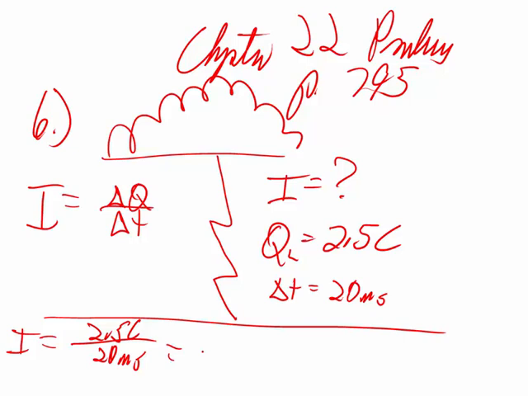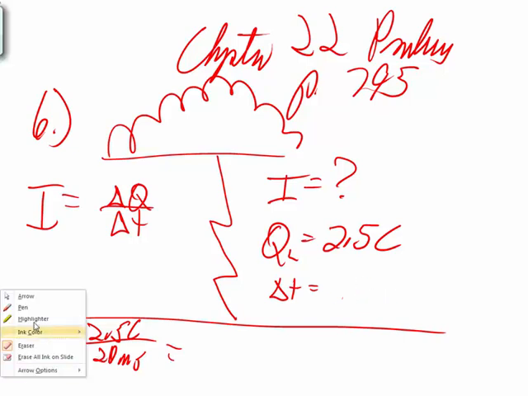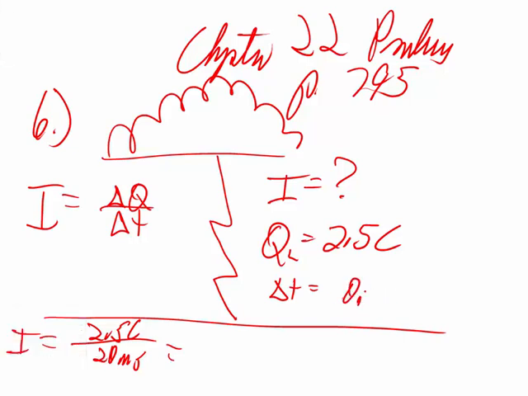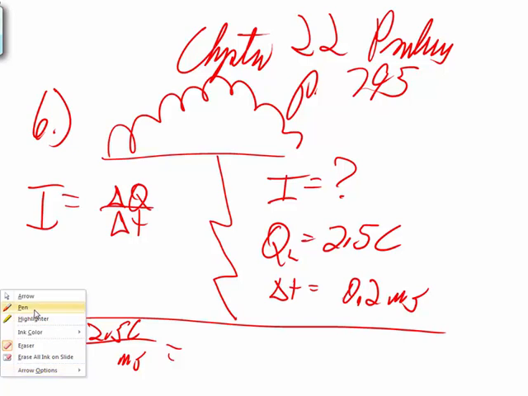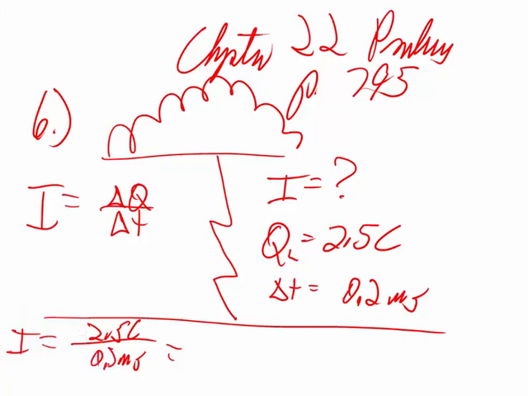What did I do wrong? Oh, I wrote 20 milliseconds instead of 0.2 milliseconds. I'm sorry, y'all. It's 0.2 milliseconds. There we go. Y'all probably caught that, didn't you? I hope you did. Oh, it's been a long day. All right, so it's 0.2 milliseconds. Now we're doing it right.